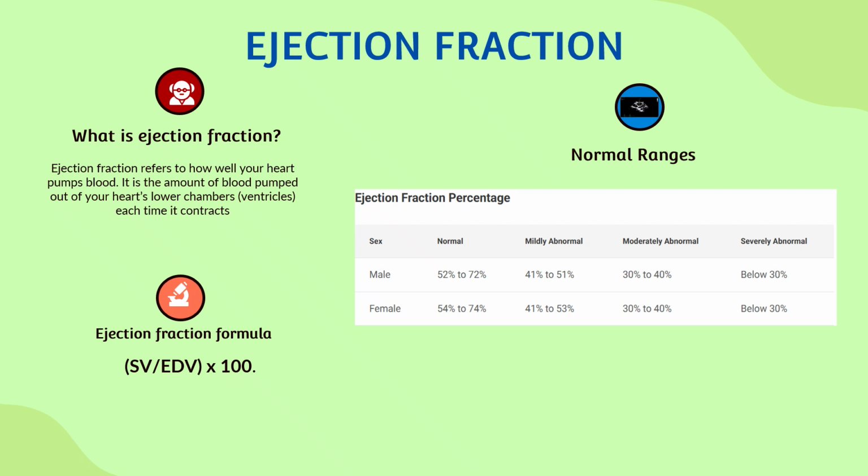So as you can see, the reference range I have shown you. In the male, expected is 50 to 70, female, and we call it mildly abnormal if it is less than 52, and severely abnormal if it is below 30 in both the cases.